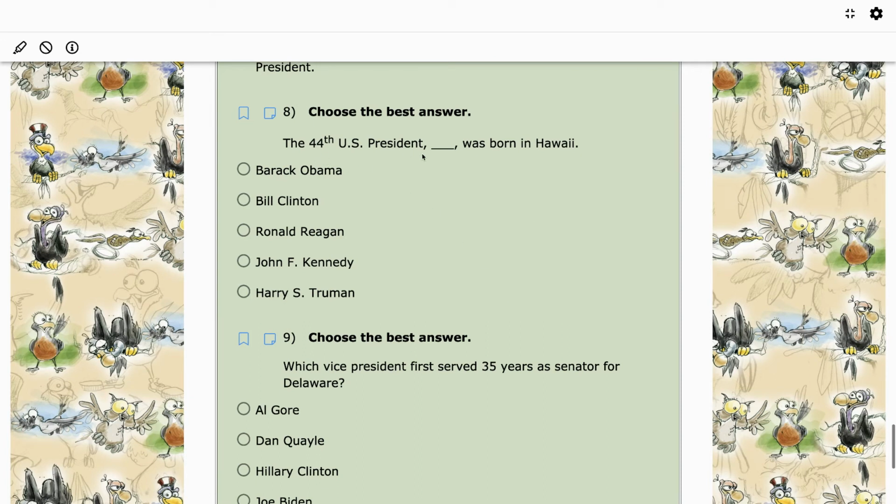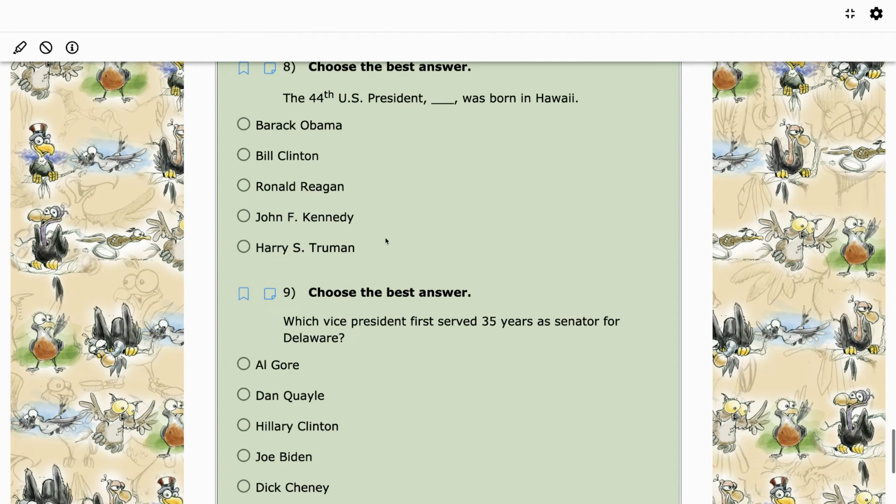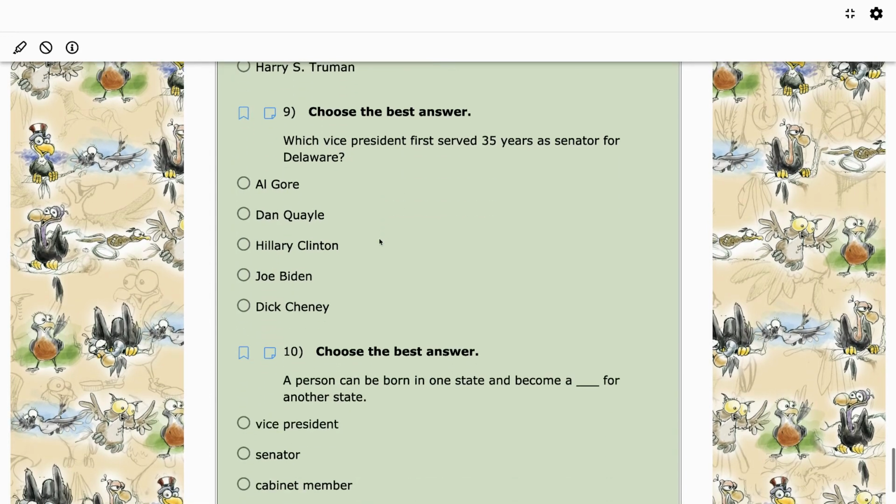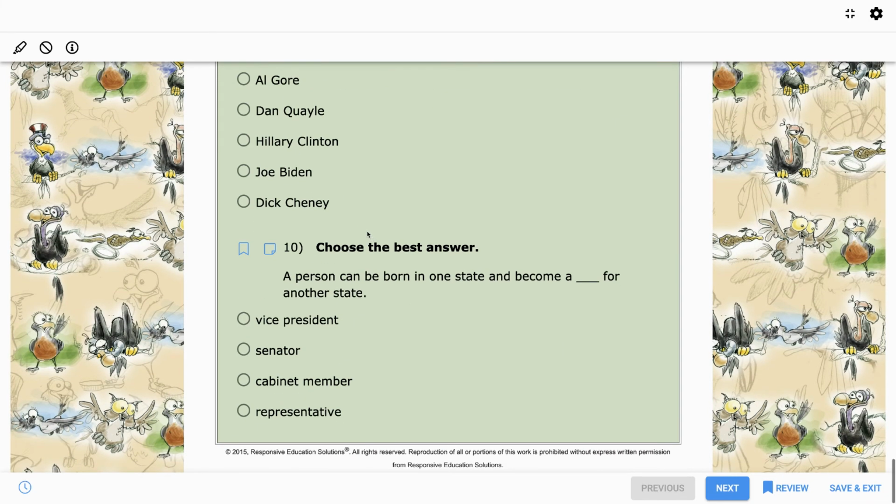Number 8, the 44th president blank was born in Hawaii. Is it Barack Obama, Bill Clinton, Ronald Reagan, John F. Kennedy, or Harry S. Truman? Number 9, which vice president first served 35 years as a senator for Delaware? Al Gore, Dan Quayle, Hillary Clinton, Joe Biden, or Dick Cheney? And number 10, a person can be born in one state and become blank for another state. Is it vice president, senator, cabinet member, or representatives?